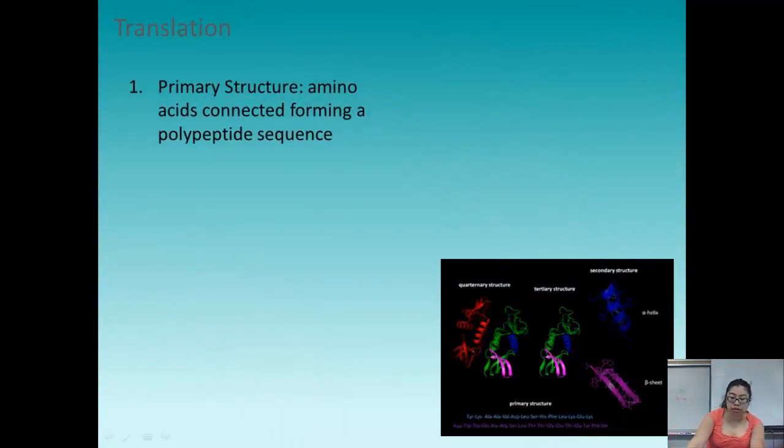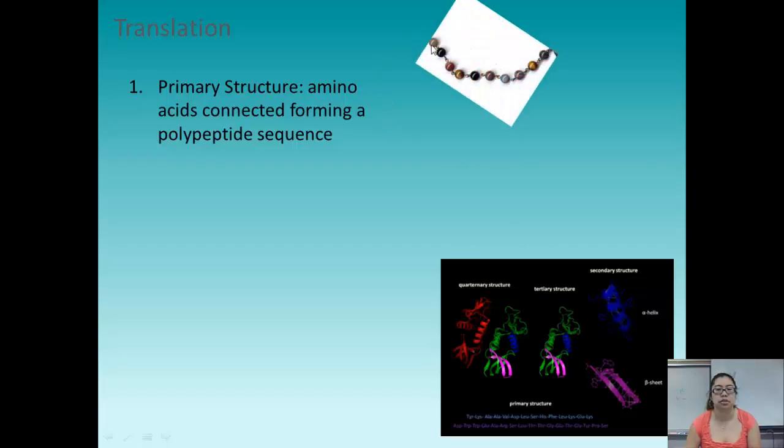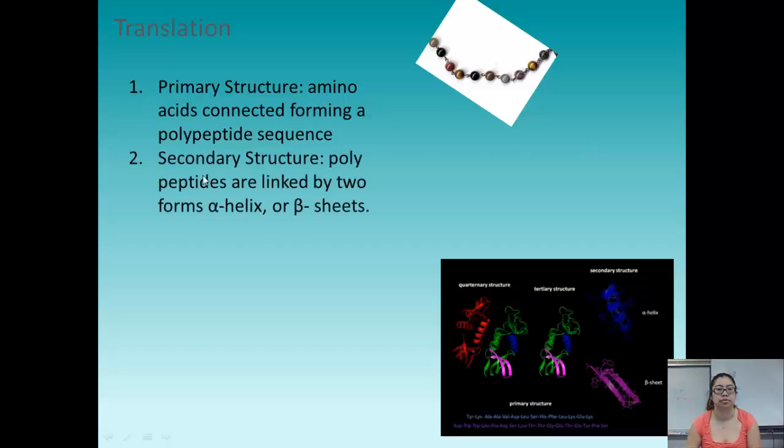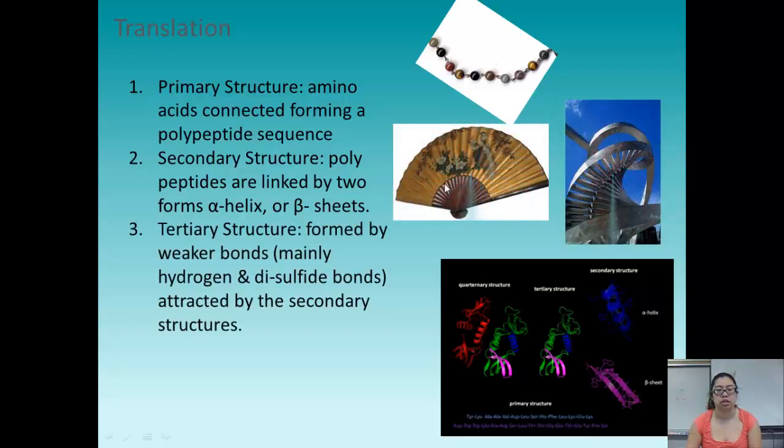So the first, there are 4 structures to a protein. The primary structure is that amino acids are connected, forming a polypeptide sequence. So just like beads on a necklace, amino acids are connected to each other with peptide bonds. Each amino acid is represented by a bead, and they will form an entire protein. The secondary structure is that polypeptides are linked by 2 kinds of forms, alpha helix or beta sheets.